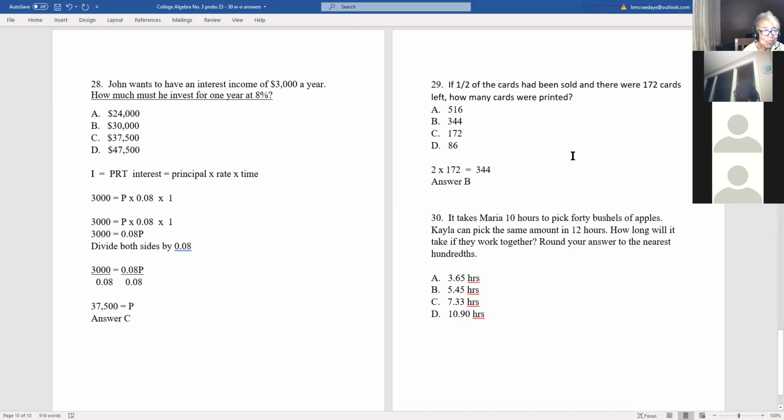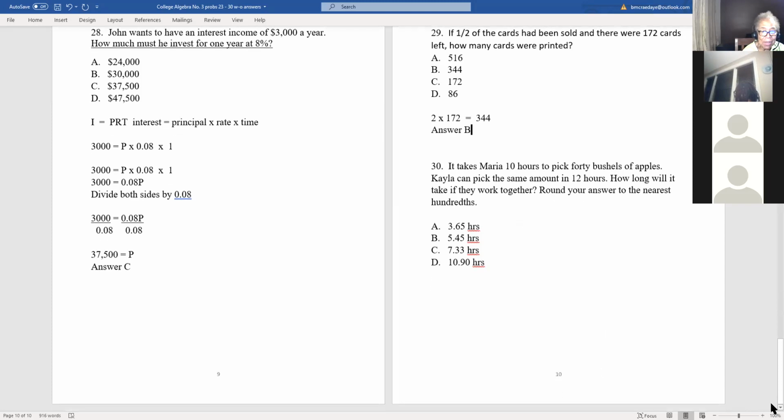Got it? Okay. Now, the last one, number 30. Now, this one, you've got 2 people doing something. One takes a certain amount of time, the other one takes another. Now, how did we say we did that? You remember? Didn't we finish doing something similar to this?